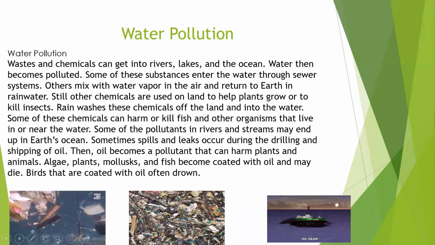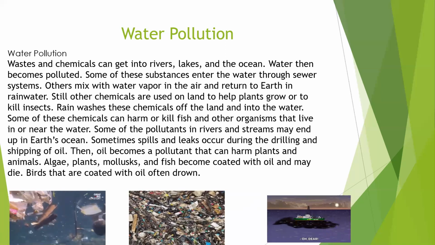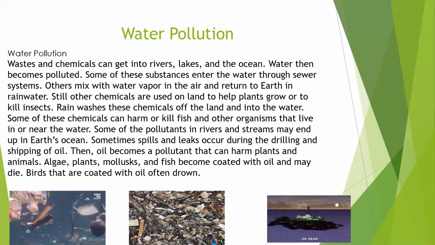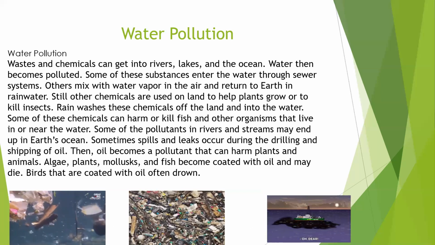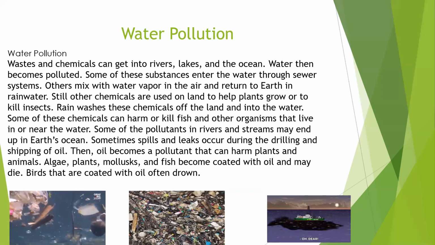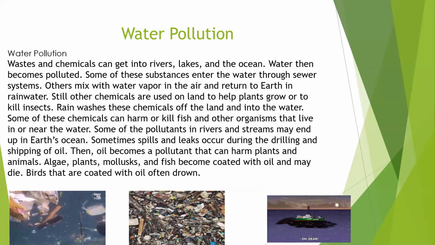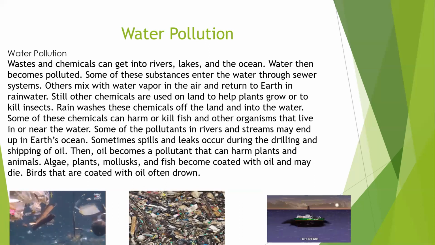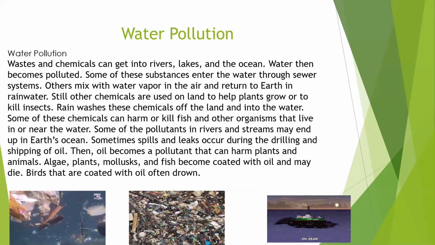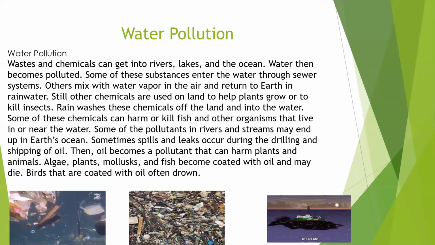So let's continue. Then we have water pollution. Waste and chemicals can get into rivers, lakes, and the ocean. Water then becomes polluted. Some of these substances enter the water through sewer systems. Others mix with water vapor in the air and return to earth in rainwater. Still other chemicals are used on land to help plants grow or to kill insects. Rain washes these chemicals off the land into the water. Some of these chemicals can harm or kill fish and other organisms that live in or near the water. Some of the pollutants in rivers and streams may end up in Earth's ocean.